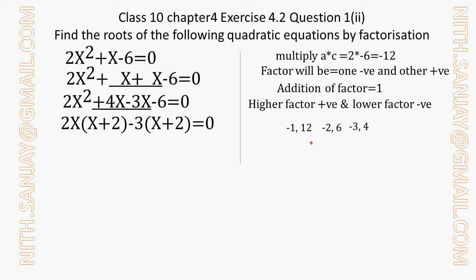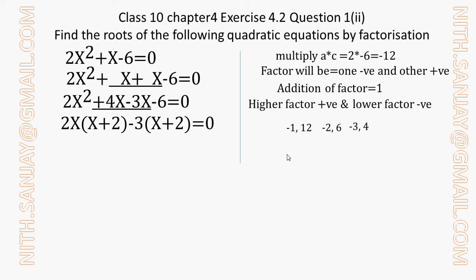Now I have taken 2x common from these two terms. When I take 2x common, I am left with x plus 2, because if I remove 2x from 2x square, I am left with x, and when I remove 2x from 4x, I am left with plus 2. Now I have taken minus 3 common from these two terms, and I am left with positive x, because if I take minus 3 common from minus 3x, I am left with positive x, and from minus 6, I am left with positive 2.